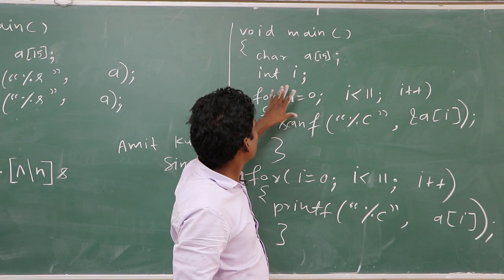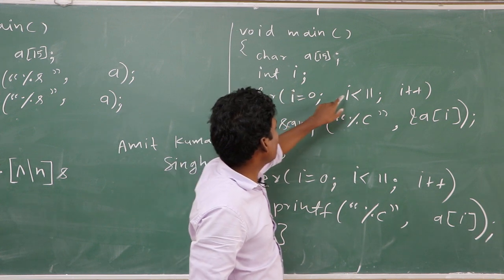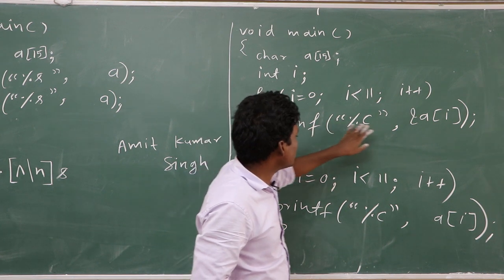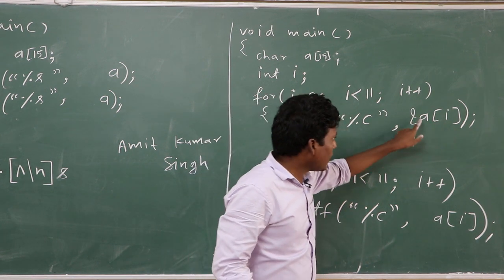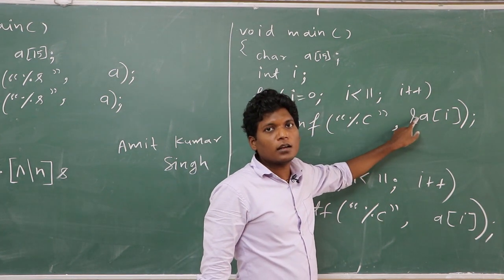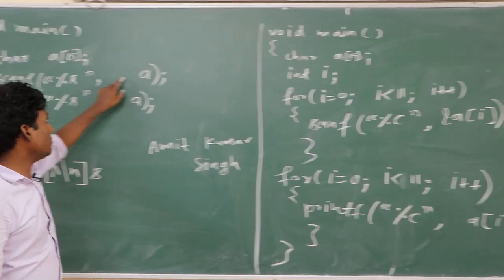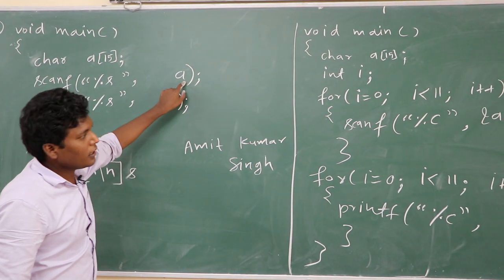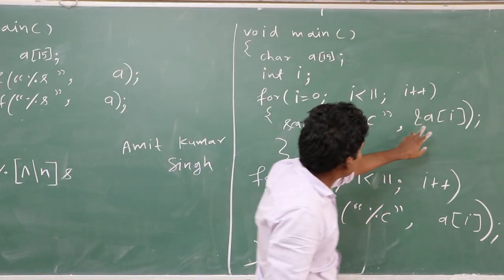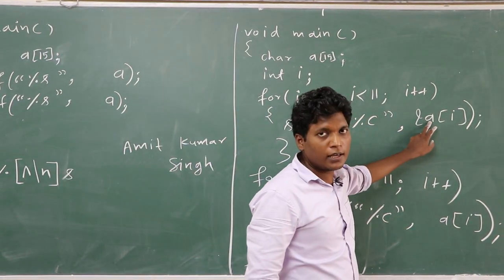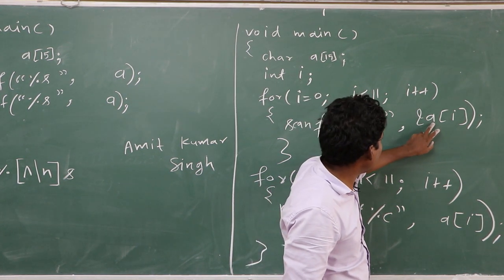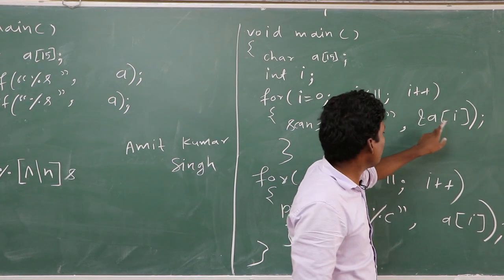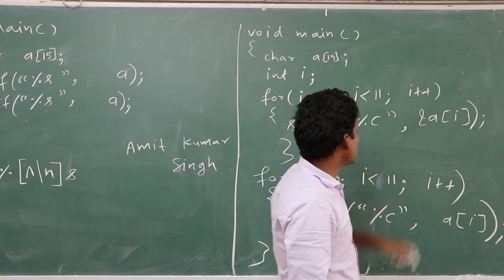Okay. So here i equal to 0, i is less than 11, i plus plus, %c. Class, here we do not use the string a simply. Here we write a of i. That's why we have to write ampersand.